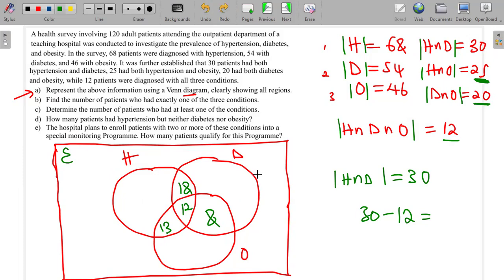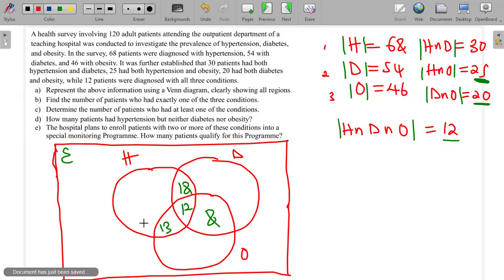And then now we go to the individual sets. Remember they said 68 had hypertension. Out of those 68, we've already put these numbers there.